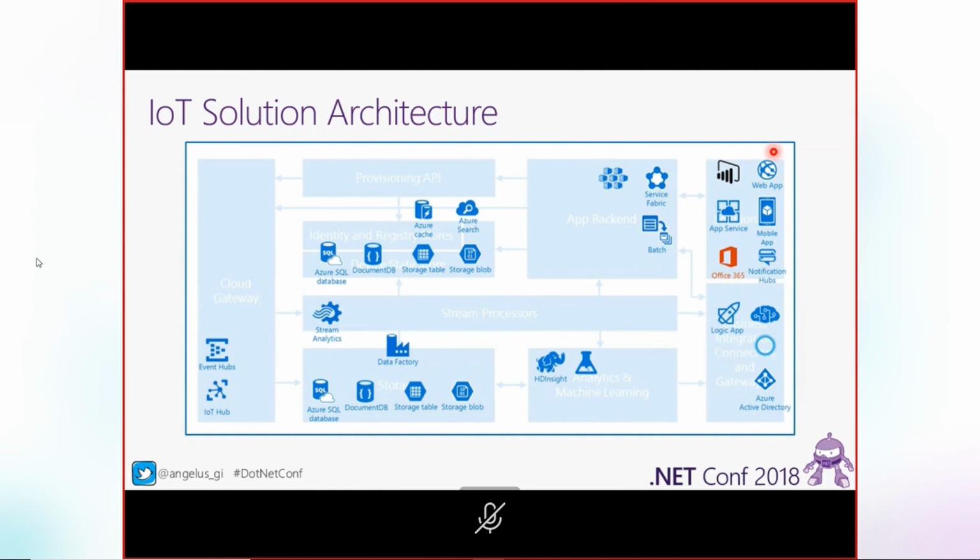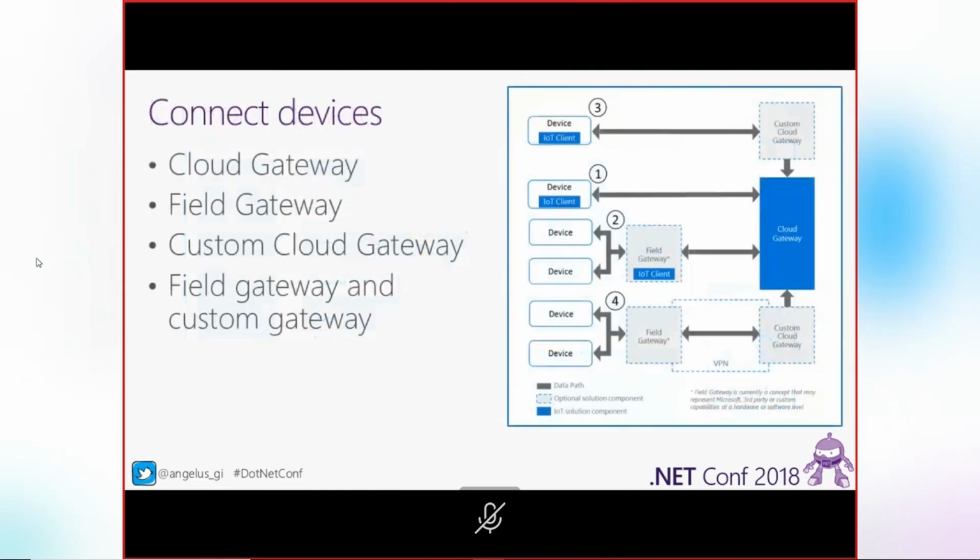But let's see the connectivity devices part. I'm sorry. We have four ways to connect our IoT solution to a cloud service provider. We have the cloud gateway, which is a direct connection between the device and the online service. We can use this strategy when we have IP-capable devices that can establish a secure connection across the network.